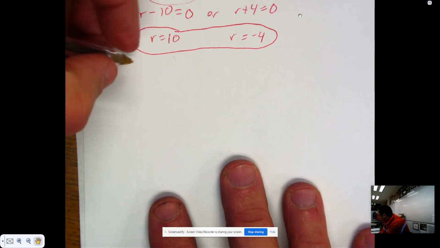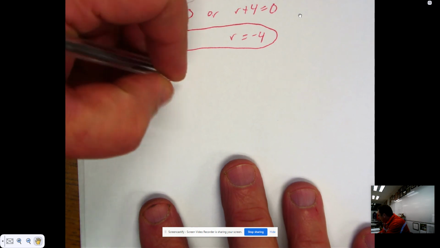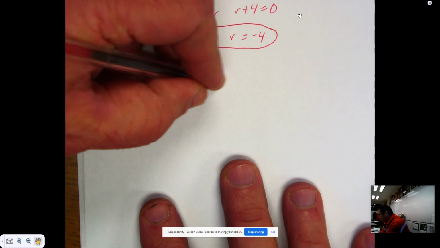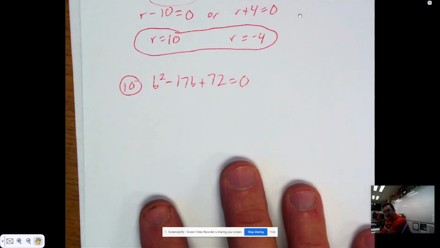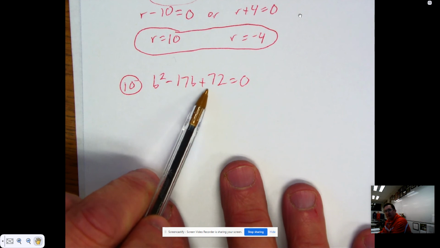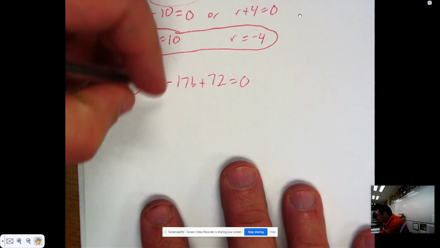How about number 10? Number 10 says b squared minus 17b plus 72 is 0. Again, it's set equal to 0. And this time, this is a plus sign that I'm pointing at. So we need two numbers that multiply to be 72 and add to be 17.